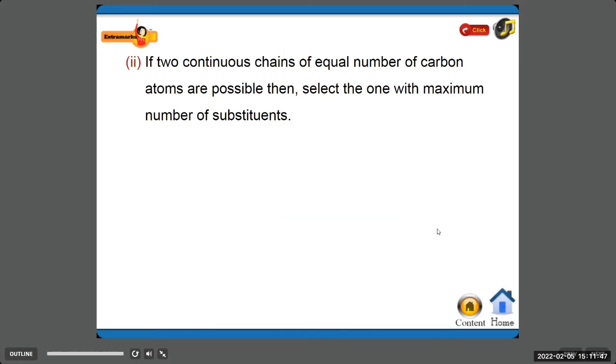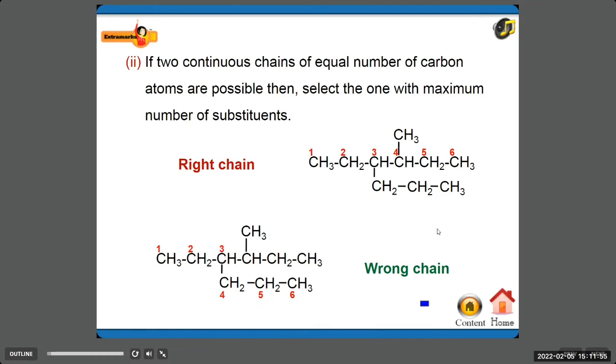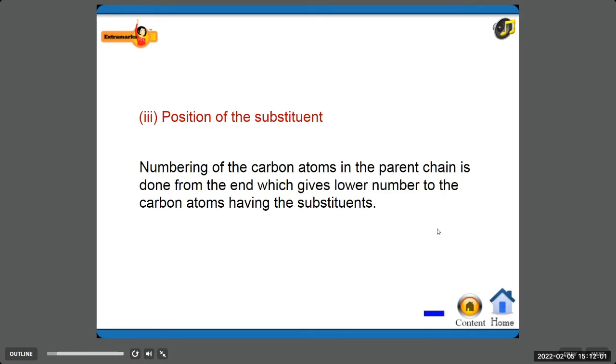If 2 continuous chains of equal length are possible, then select the one with the maximum number of substituents. Look at the example for more clarity. Let us discuss the rules which are used to decide the position of the substituent on the parent chain.